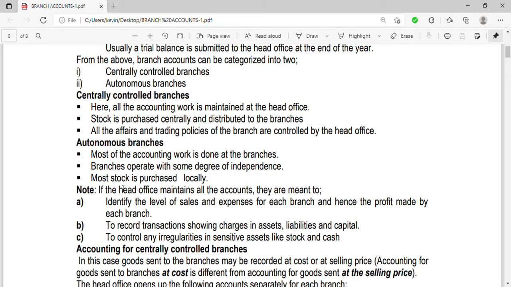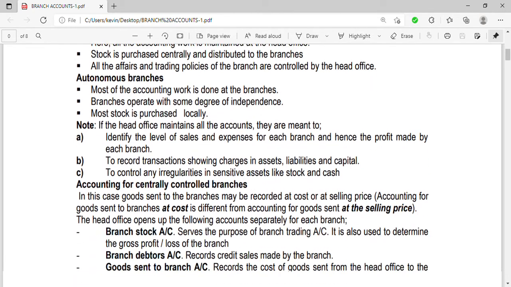And note, if the head office maintains all the accounts, they are meant to, first, identify the level of sales and expenses for each branch and hence the profit made by each branch. And that is under centrally controlled. Then secondly, to record transactions showing changes in assets, liabilities, and then capital. And then lastly, to control any irregularities in sensitive assets like stock and then cash.